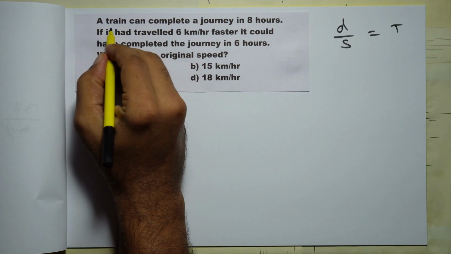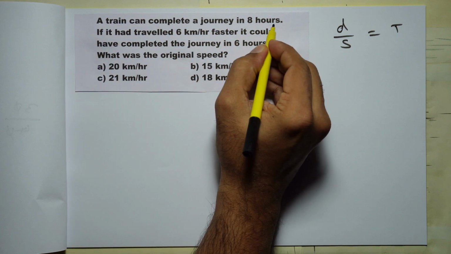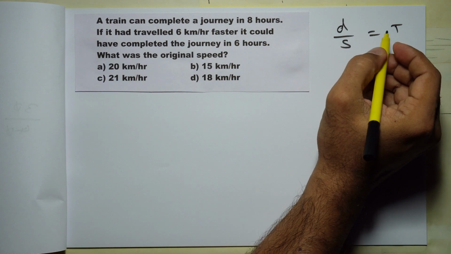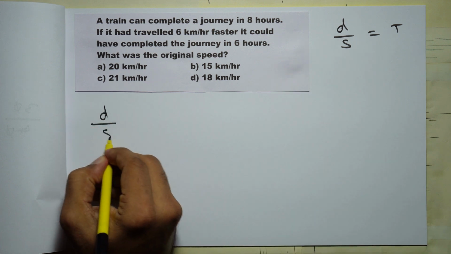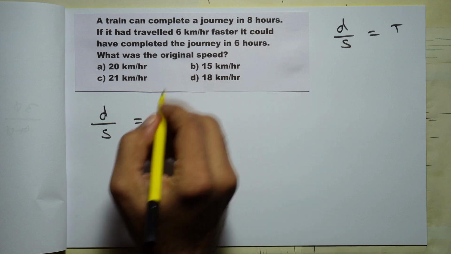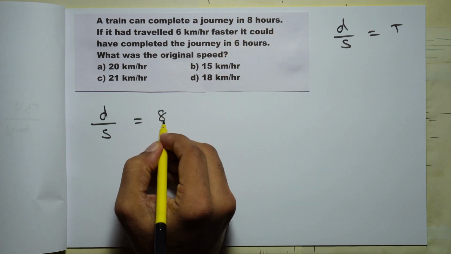Now here it is mentioned a train can complete a journey in 8 hours. So we'll just substitute into here. We will assume that the distance is d and the speed is s. And the time required is 8 hours. So this is the first equation.